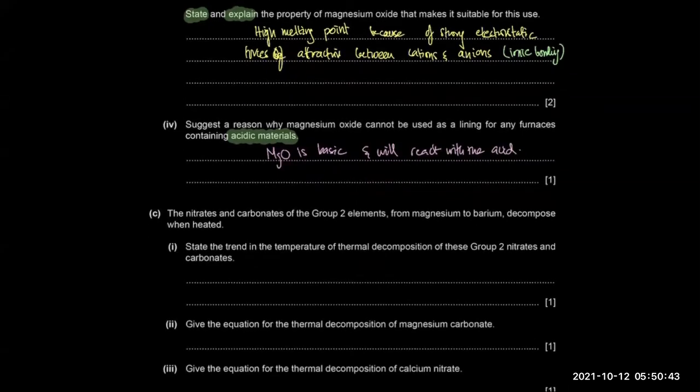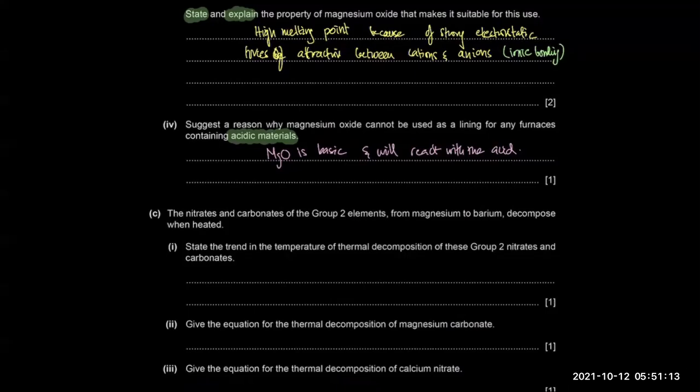The nitrates and carbonates of the group 2 elements from magnesium to barium decompose when heated. State the trend in the temperature of thermal decomposition. So what happens to the thermal stability or temperature? As I go down the group, do I need more temperature or less temperature? I need to increase the temperature of thermal decomposition, because they're more stable down the group.